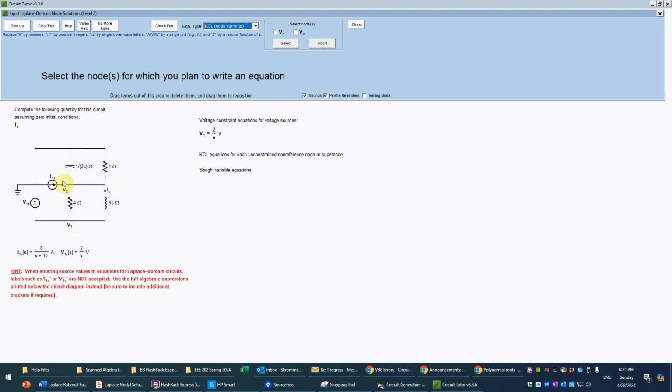So we're going to focus only on node 2. We see that there it's connected to 5 elements, none of which is a voltage source, so therefore we can select that one correctly as a node for a KCL equation. So we'll select that one.